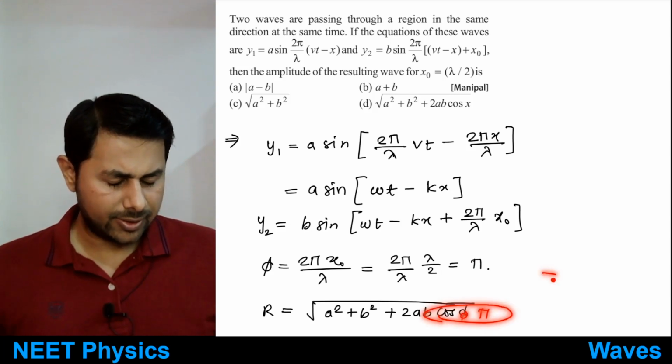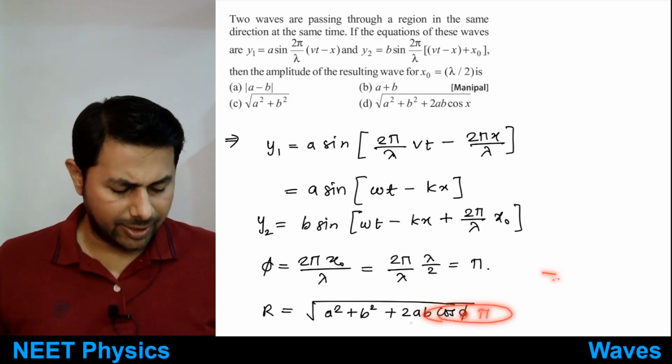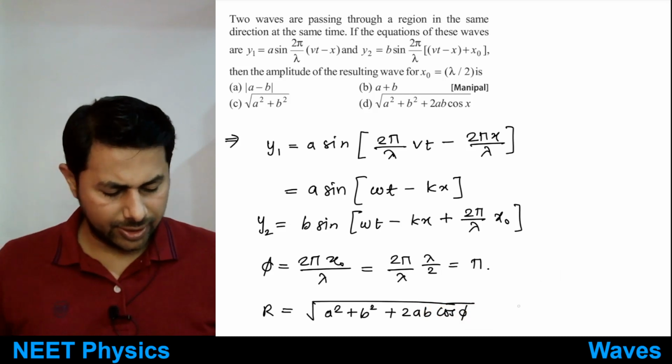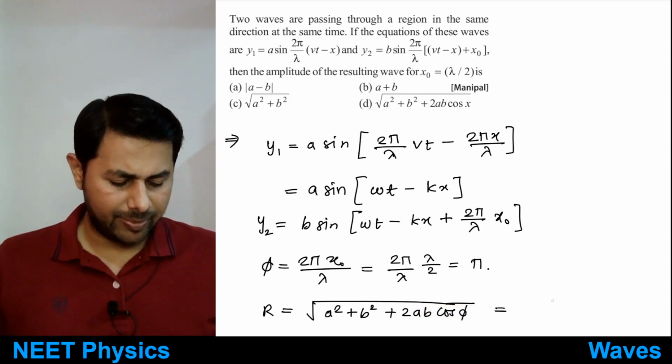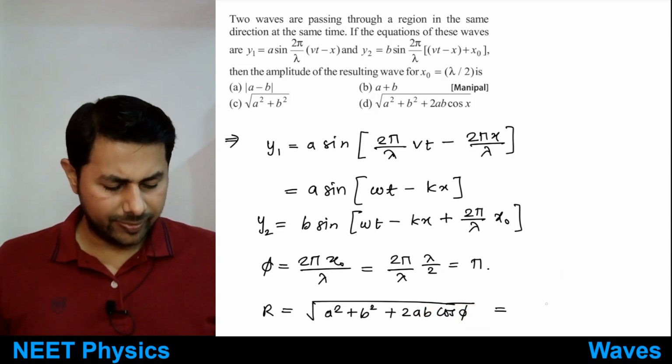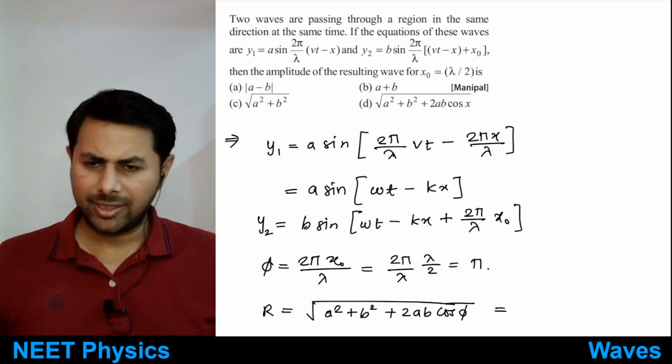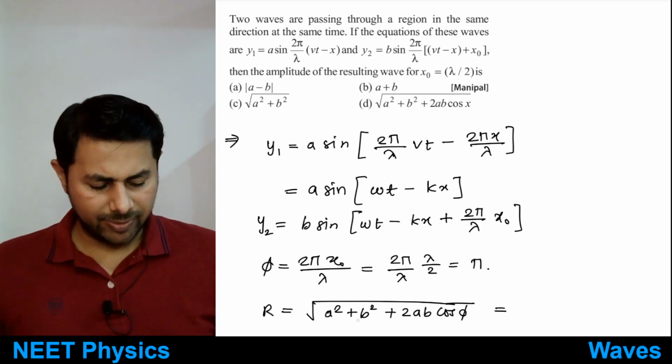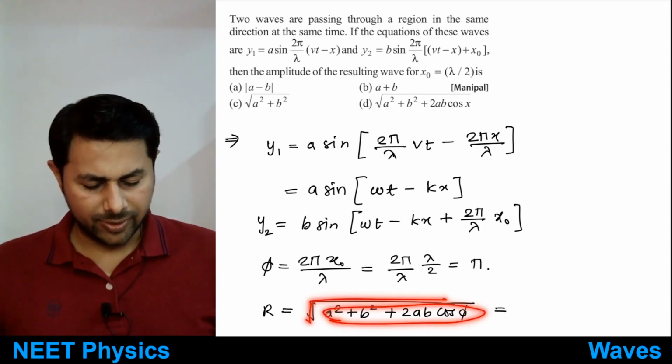Cos pi is minus 1, right? So it is just equal to the square root of a square plus b square plus 2ab into minus 1, that is minus 2ab, and the square root of that is just what? That is (a minus b) square, right? This is (a minus b) square inside a square root.